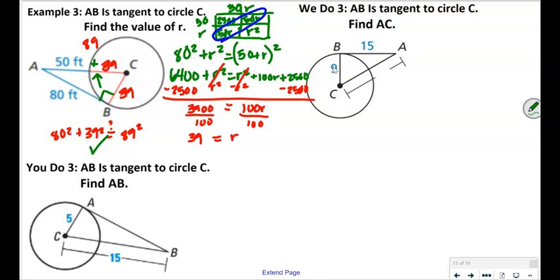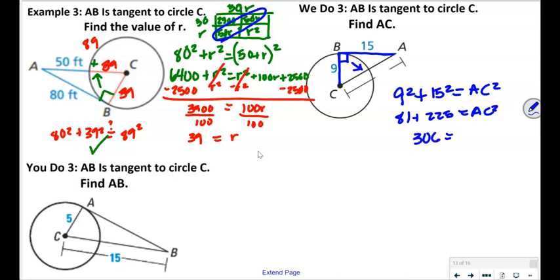All right, this time, notice that we're missing a different side, okay? So once again, we want to figure out where's the right angle. It is where the radius intersects the tangent, right? So it's going to be right here. That's going to be our C, right? So for this one, we're just going to do 9 squared plus 15 squared, and that's going to be equal to AC squared, okay? So this is 81 plus 225 equals AC squared. Add those two together. I got 306 equals AC squared.